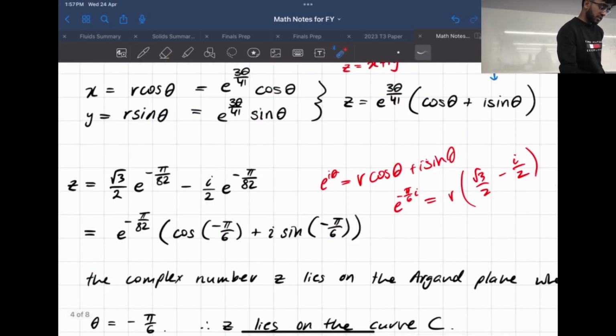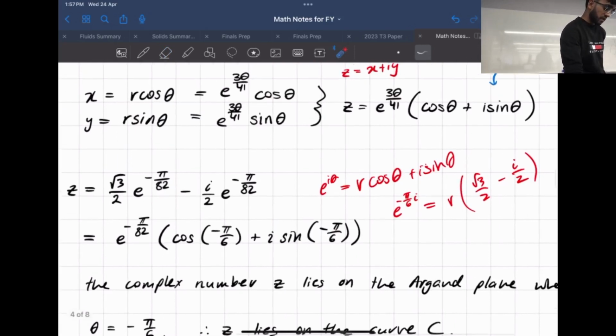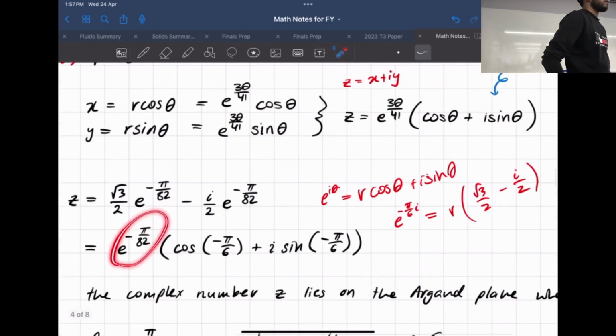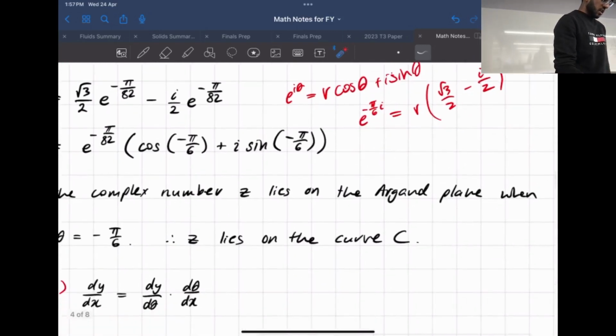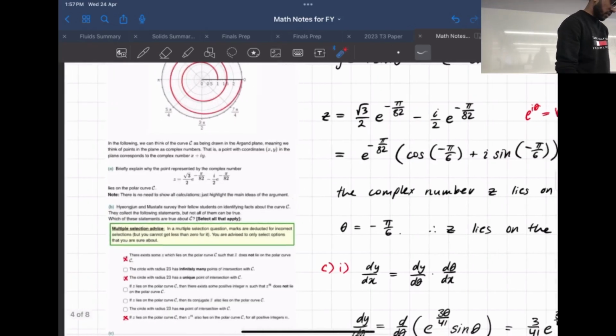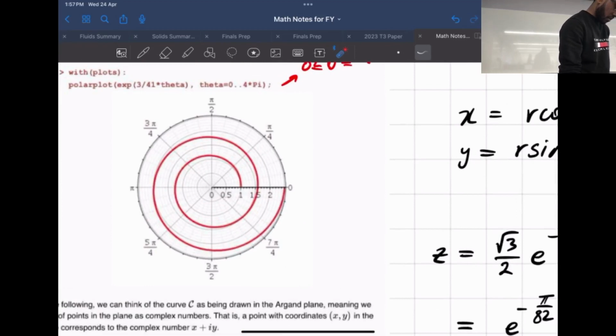So we can see that if we sub in theta equal to minus pi on 6, in fact this thing over here, our r value, also becomes negative pi on 6. So our reasoning is pretty much that the complex number z lies in the Argand plane when theta is equal to minus pi on 6, which is somewhere over here. Minus pi on 6, somewhere here.